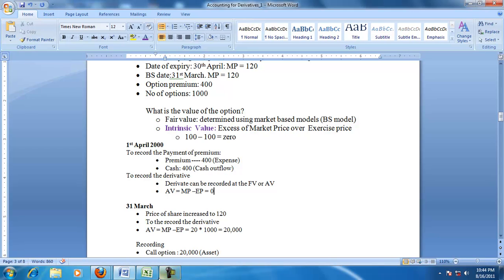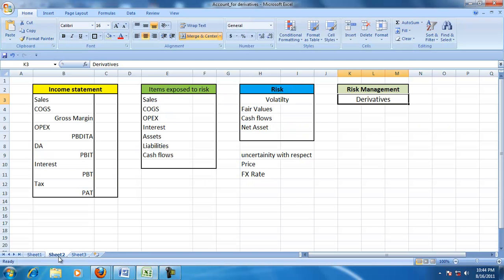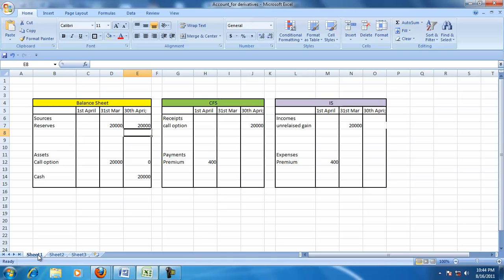What will happen to the financial statements? Let us see the financial statements. On 1st April, on the balance sheet you will not have anything. You have a cash outflow of 400 and a premium, an expense of 400, appears.